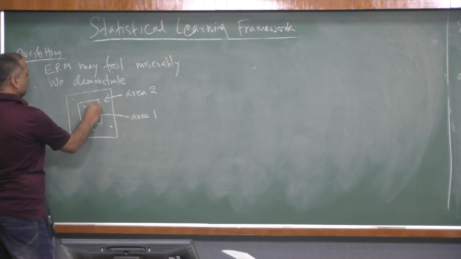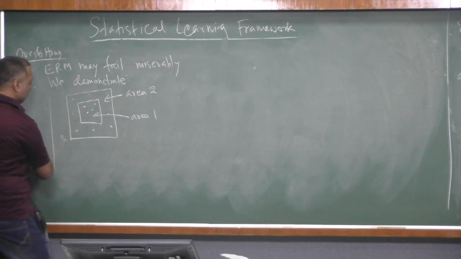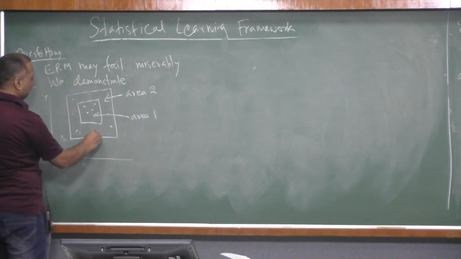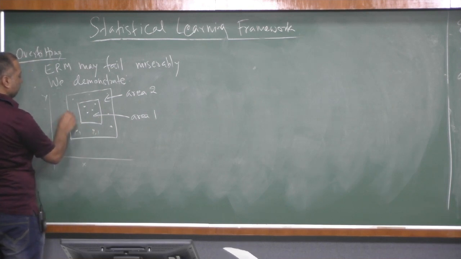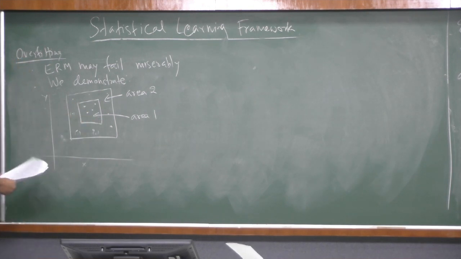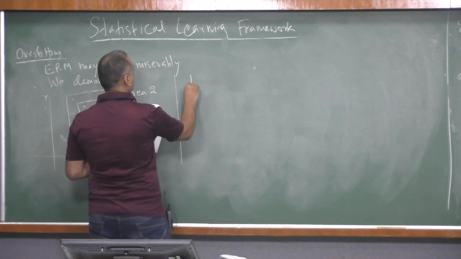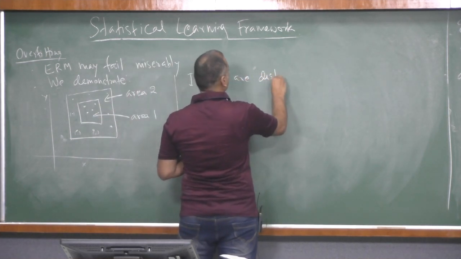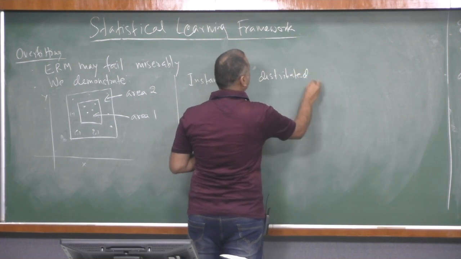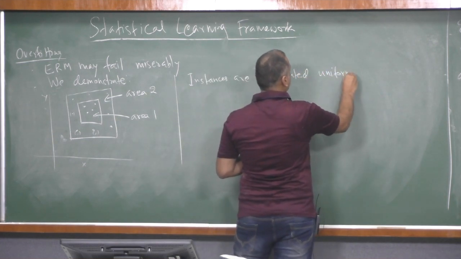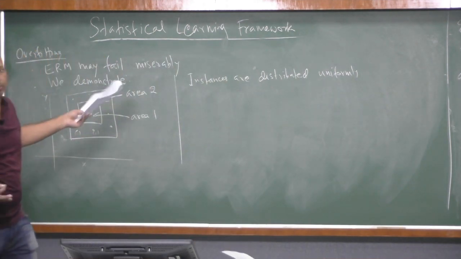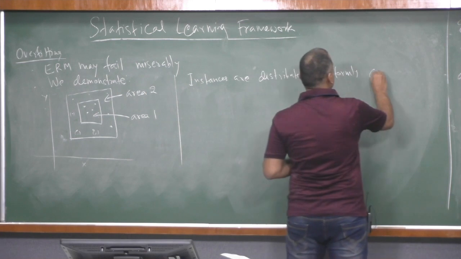So let us see. These samples, if you want to really give numbers, then let's say there is an x-axis and a y-axis. So these are some coordinate pairs, and they become your features. These are coordinate points spread out uniformly. So instances are distributed uniformly, let us say according to D, because that D is some underlying distribution. So according to D.